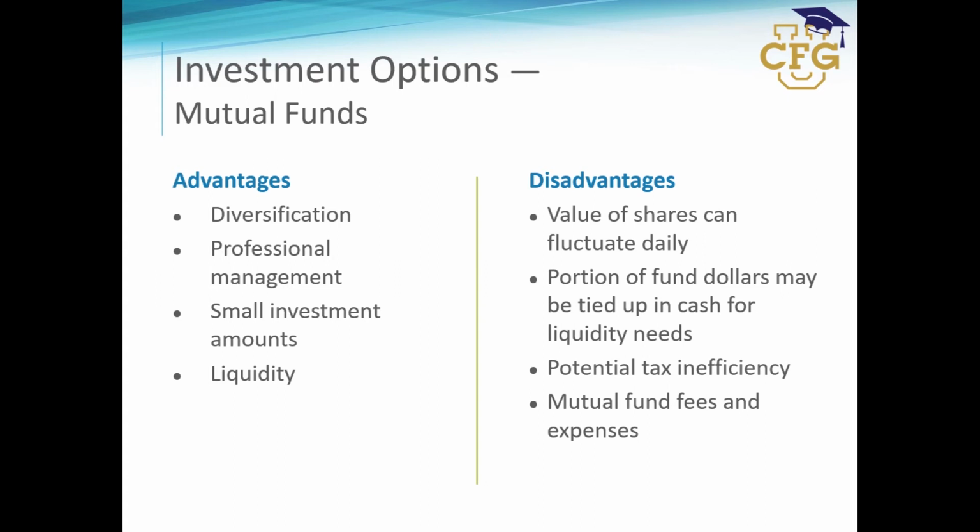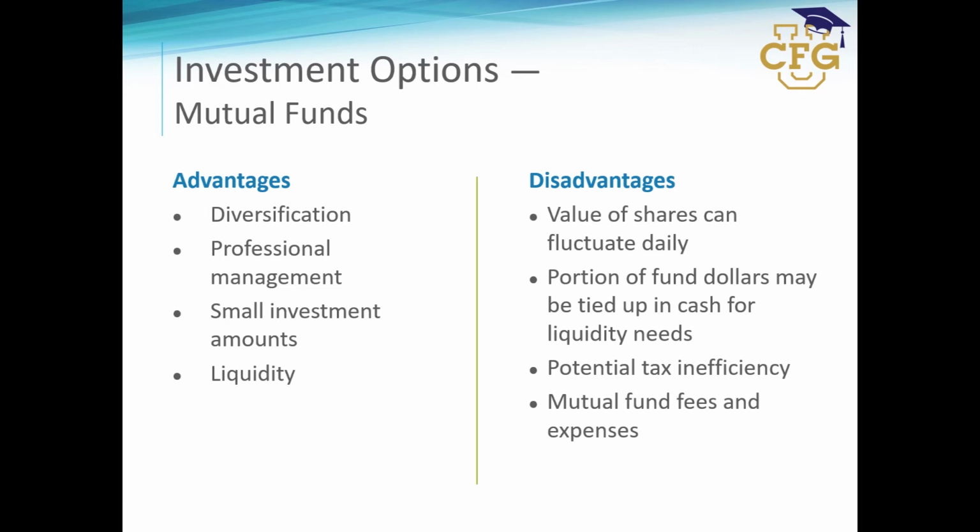This can lead to some inefficiencies, particularly when it comes to taxes. So, for example, any short or long-term gain the mutual fund realizes from the sale of securities is passed through to investors, even if the investors don't receive any distributions from the fund. You can't control the timing.